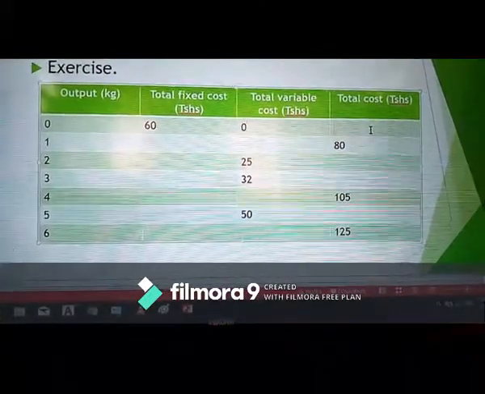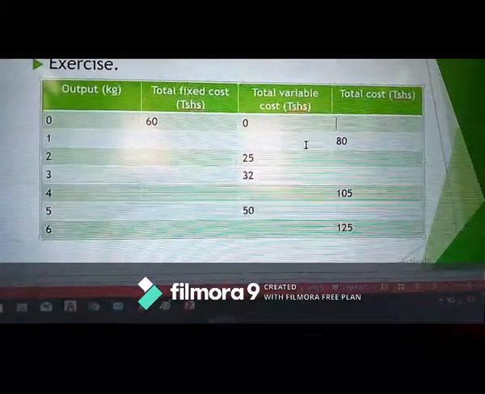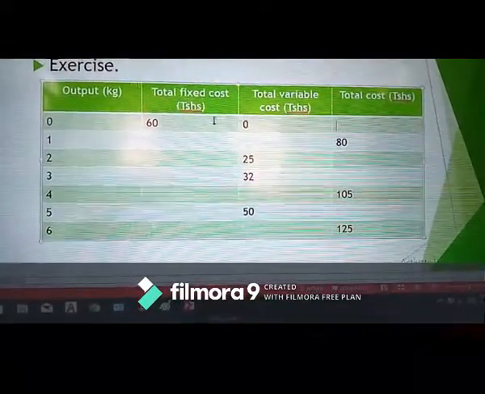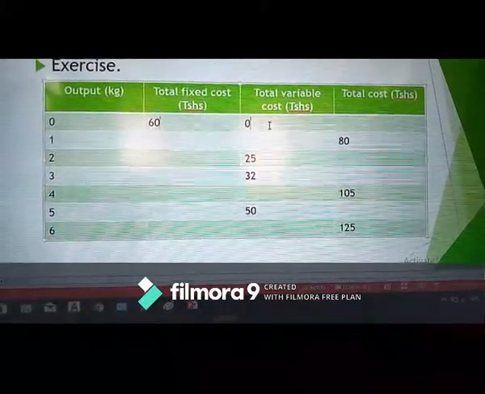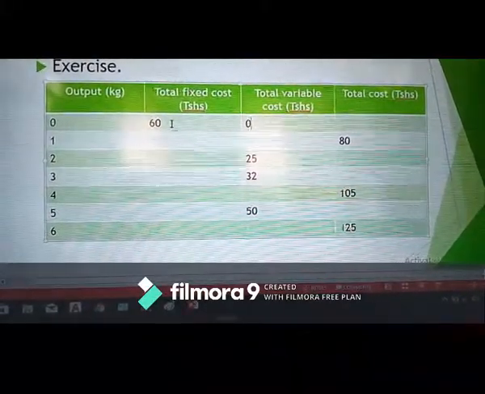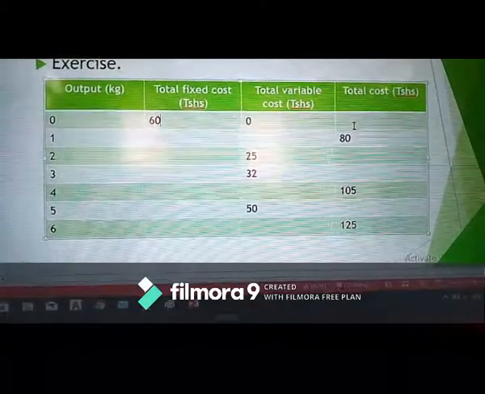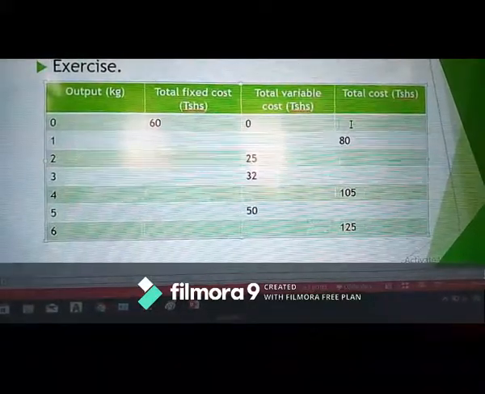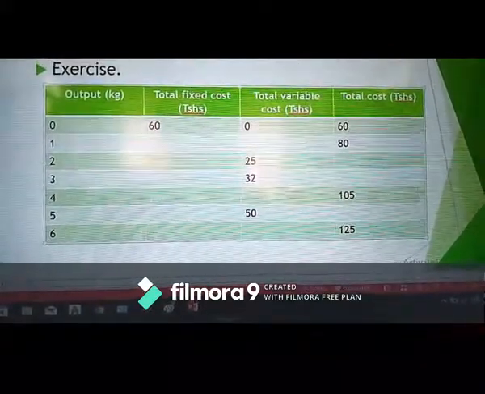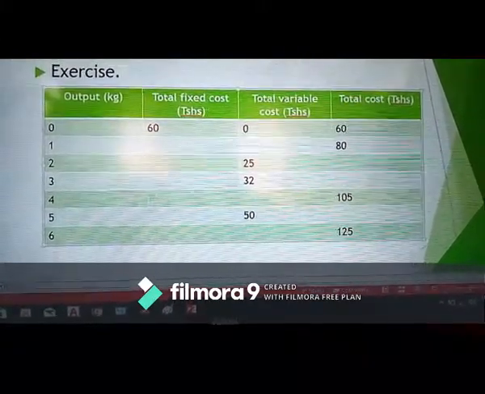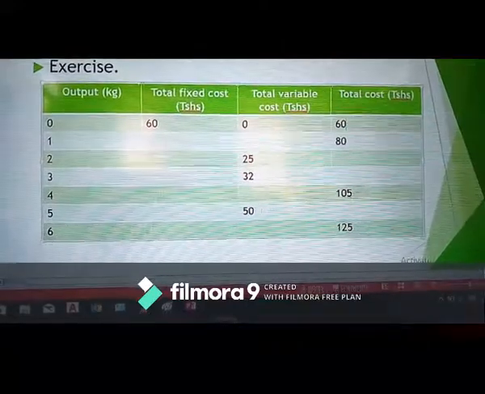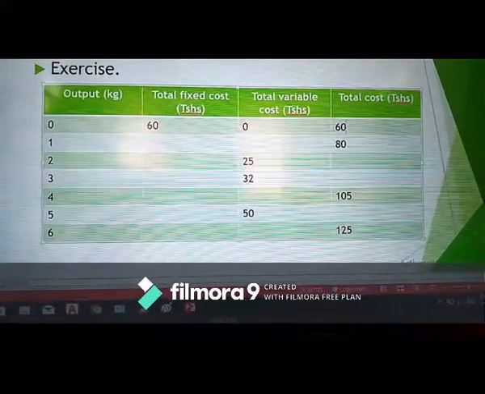Now, what will be our total cost? Remember, in order to get the total cost, we take fixed cost plus variable cost. So when you take 60 plus 0, our answer will be equal to 60. That's why we say that at output level 0, total fixed cost is always equal to total cost.